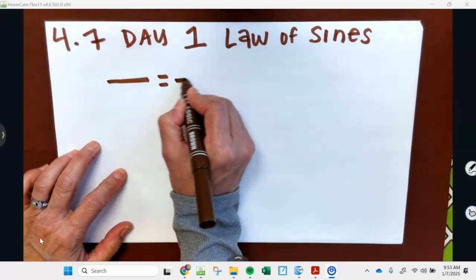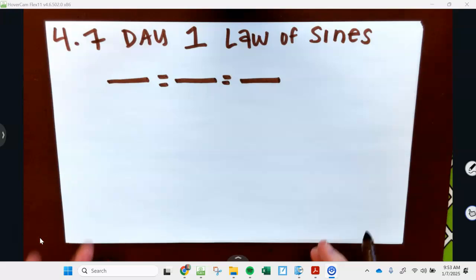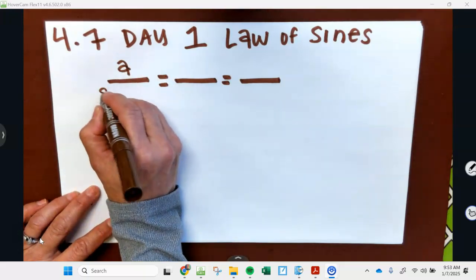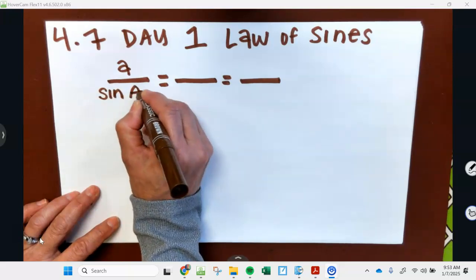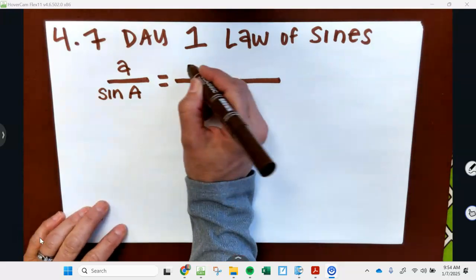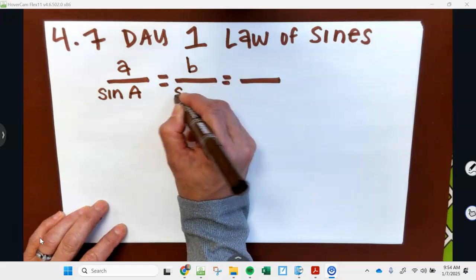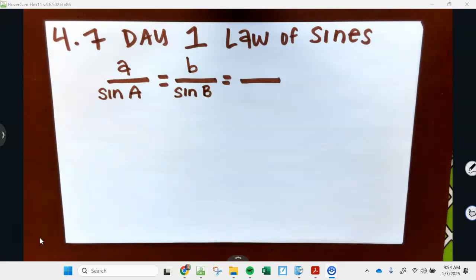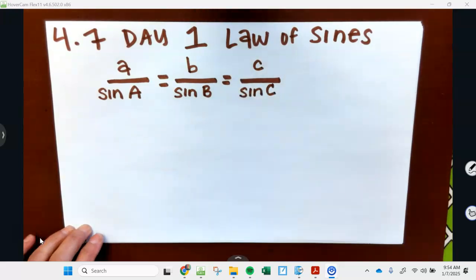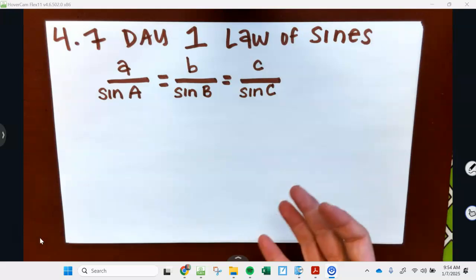So there's 3 legs to a triangle, so I'm going to set up 3 fractions. And what this means is that the leg, some leg A, to the sine value of its corresponding angle A, that fraction is the same exact number as if we took leg B and divided it by the sine value of angle B. And that's the same exact number as if we did the same thing with leg C and the sine value of C. So the legs divided by the sine value are all equal in this case.